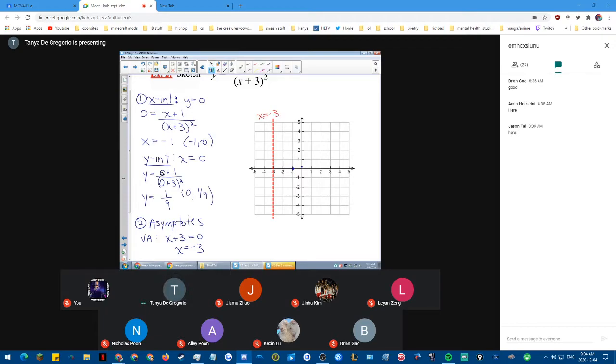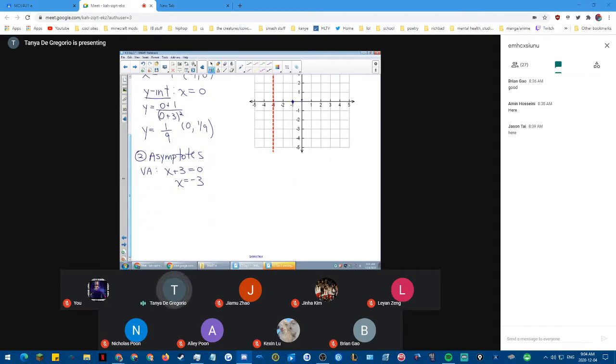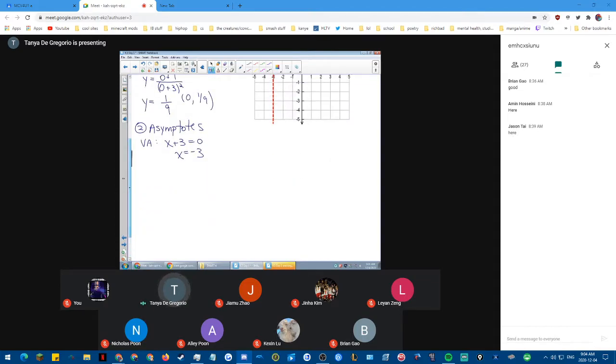Okay. Remember to always label it, okay, guys? All right, for our horizontal asymptote, we have to find the limit as x approaches what? Good, infinity. Of our function, which is... Okay, who remembers what to do?